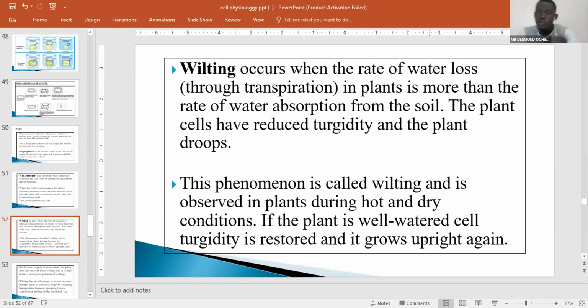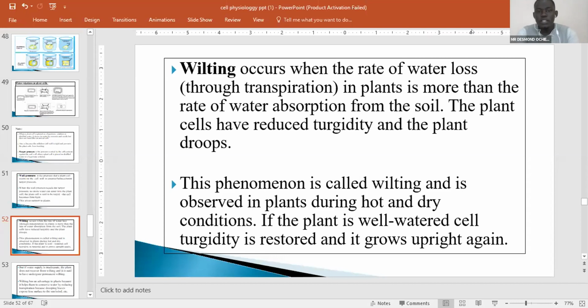We know that plants obtain water from the soil. Once they obtain the water, it is used mainly for photosynthesis, but it also serves other importances, like we've seen, it provides support to the cells, making the plants very strong. But when this water is in excess, it is usually lost through the process of transpiration.